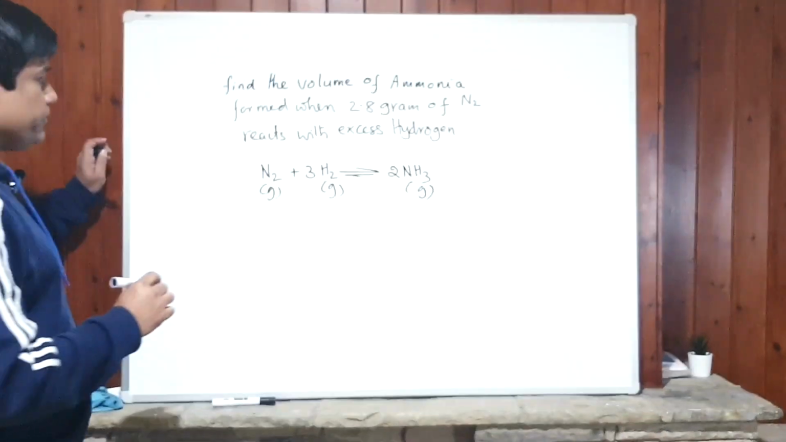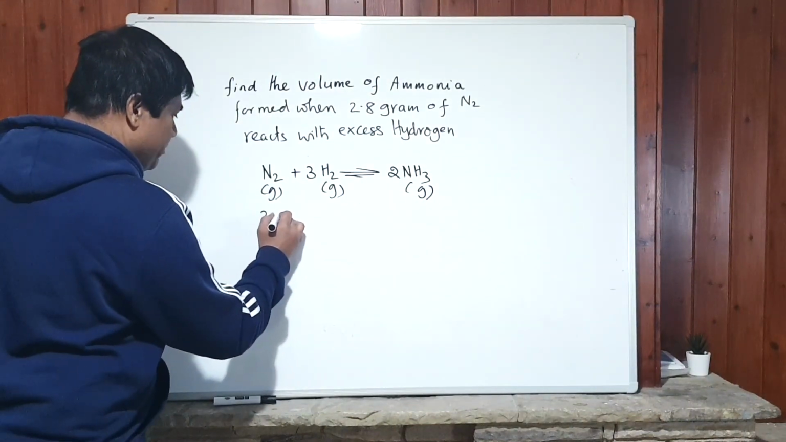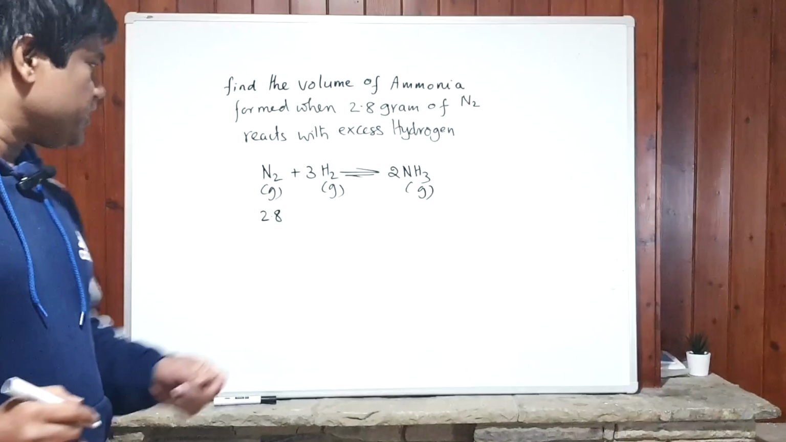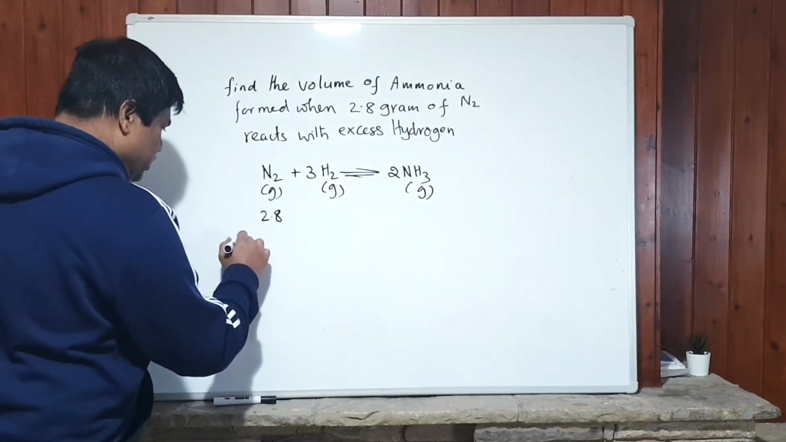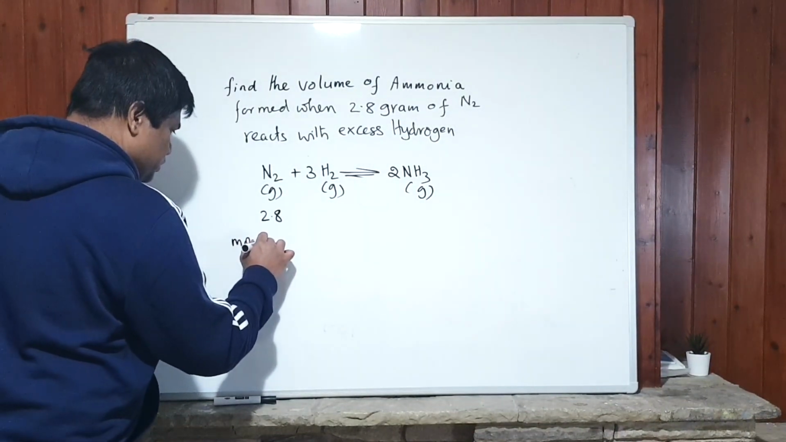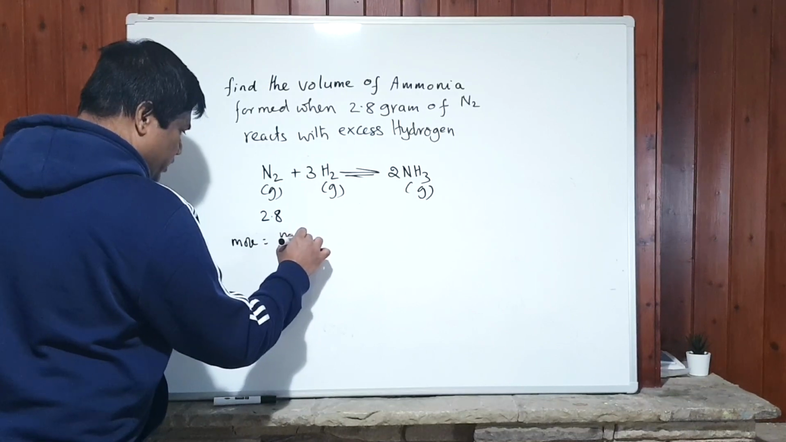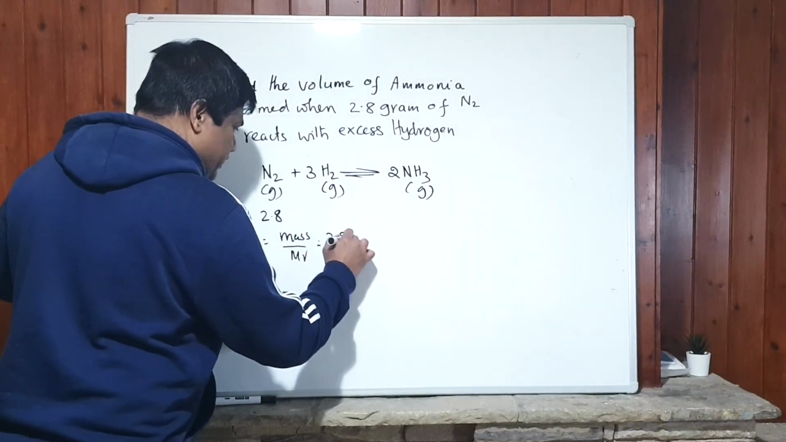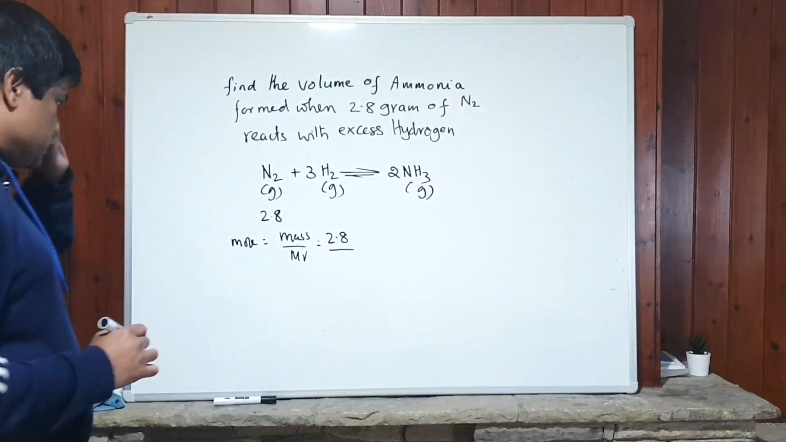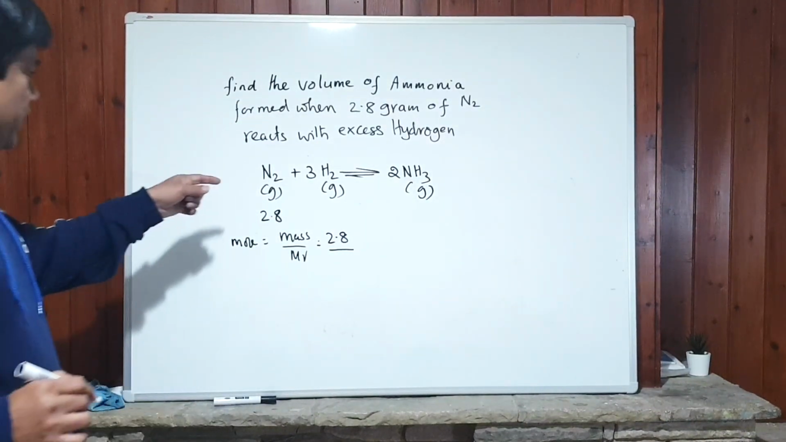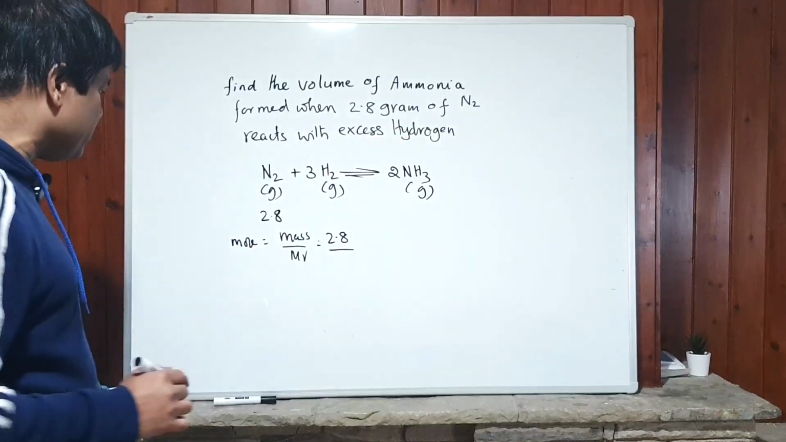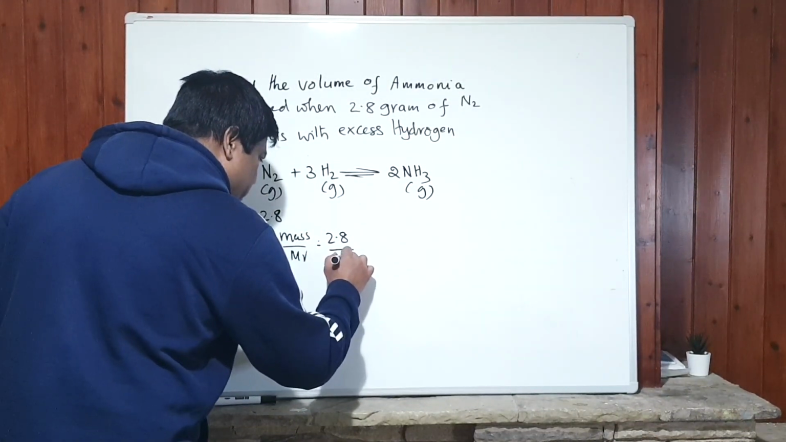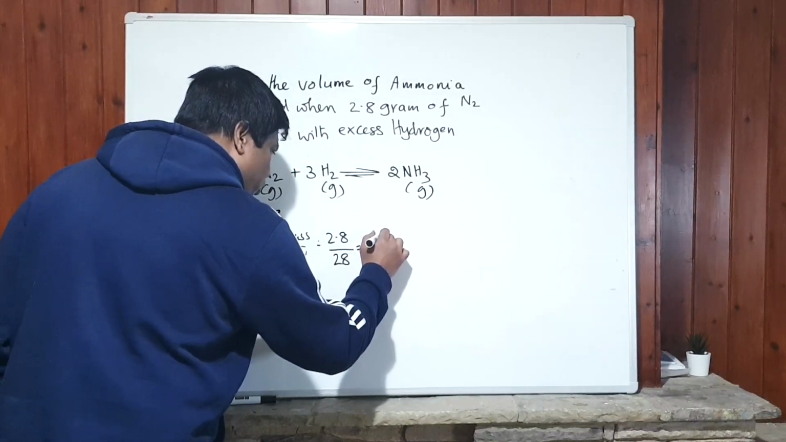Let's do that one. So 2.8 gram is provided to you. First step is to work out the moles. Mole equals mass over its Mr. Mass is 2.8 gram of nitrogen. We can check the Ar of nitrogen from the periodic table. N2, so 14 times 2 is 28, which gives 0.1.